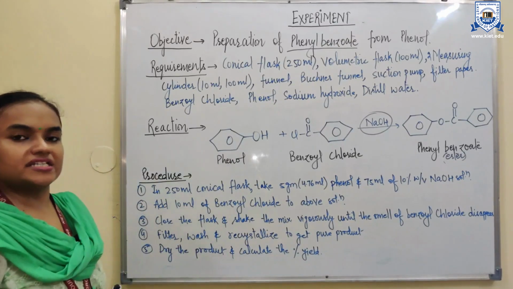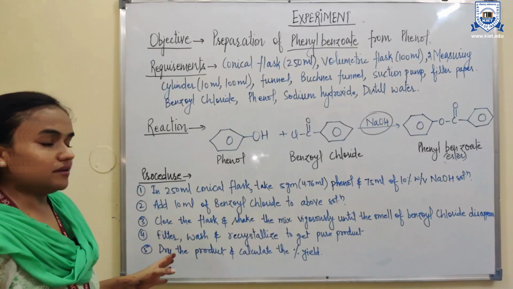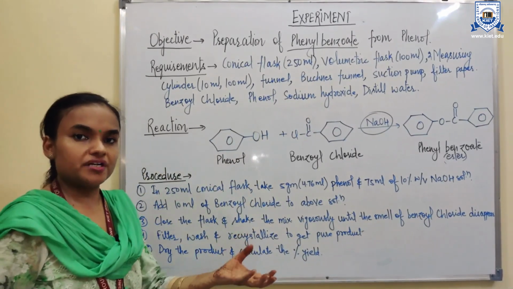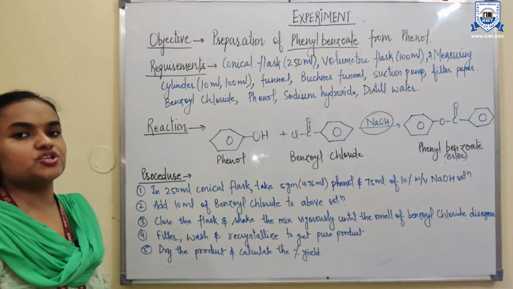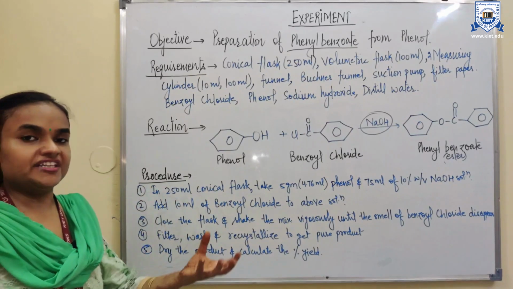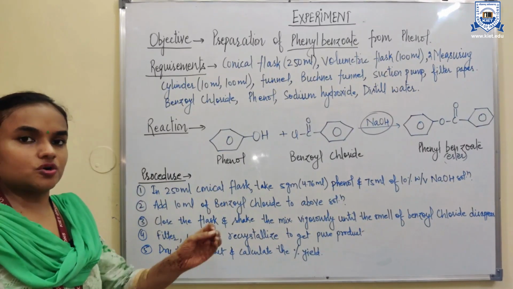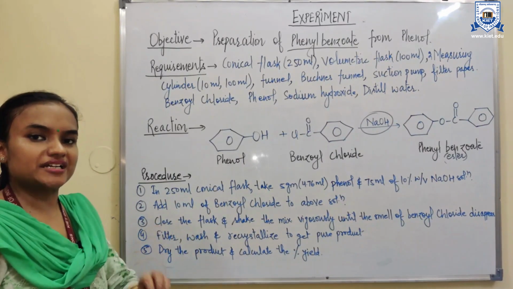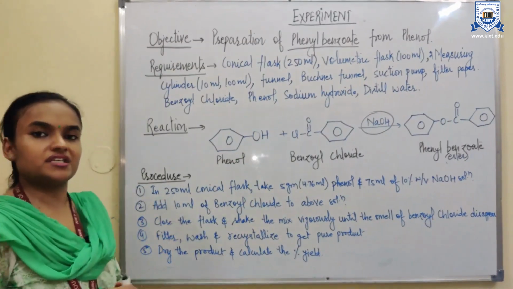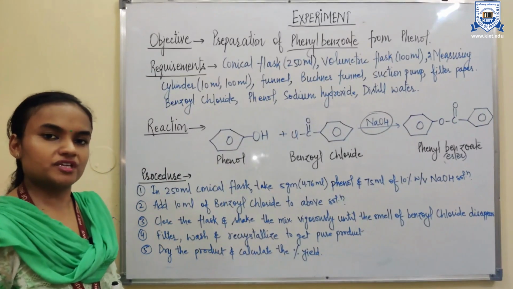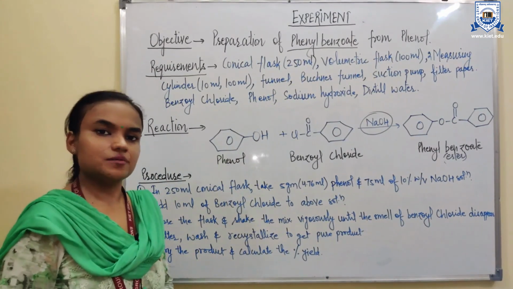Filter this recrystallized solution and the desired product will be obtained, and allow the product to dry at room temperature. After drying, weigh the desired product, and that is called the practical yield. Using this practical yield we can calculate the percentage yield. We will see the calculation at the end, after the completion of the experiment. Now let's start the practical.